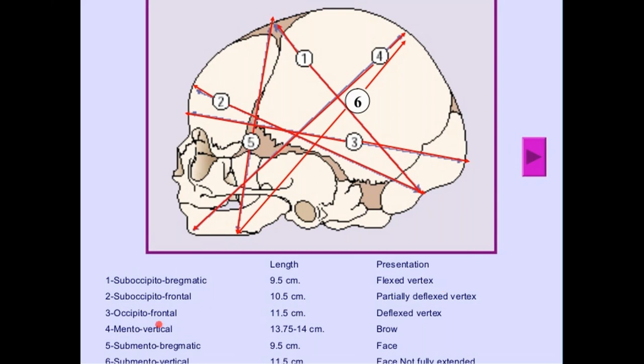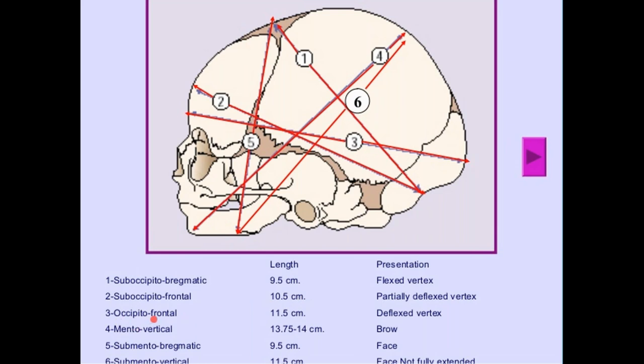Okay. And what about the suboccipitofrontal? It extends from the nape of the neck to the root of the nose. Here, in the nape of the neck, we have two lines. The diameter starts from here. If it ends at the anterior fontanelle, this is the suboccipitobregmatic. And if it ends at the root of the nose, this is the suboccipitofrontal, which is 10.5 centimeters.